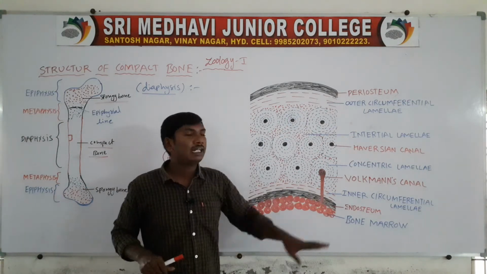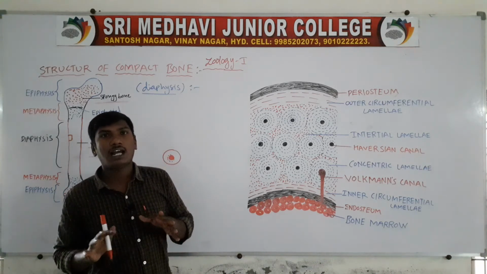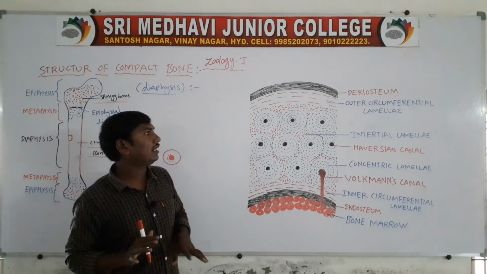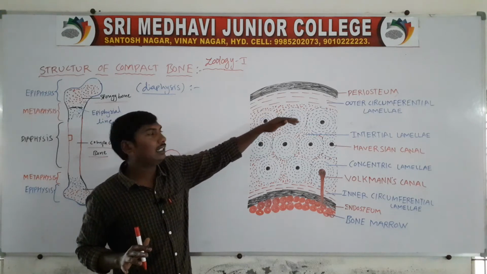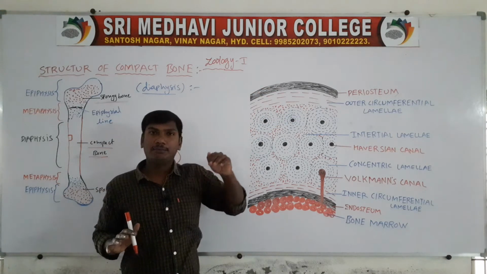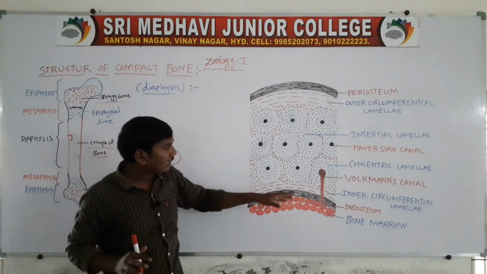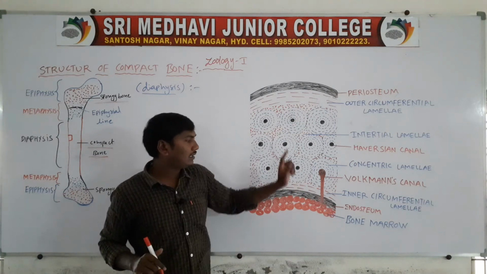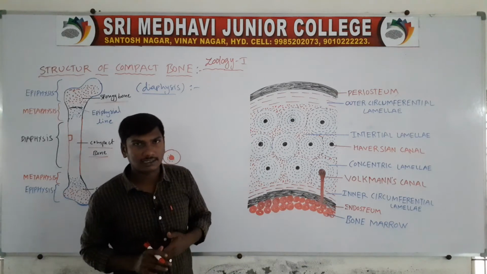The inner one is called the inner circumferential lamellae. Outer circumferential lamellae, inner circumferential lamellae. The outer circumferential lamellae are present below the periosteum. The inner circumferential lamellae are above the endosteum, below the periosteum, above the endosteum.